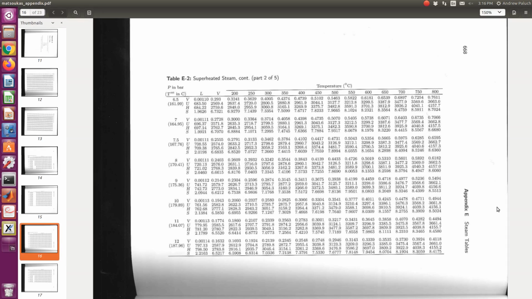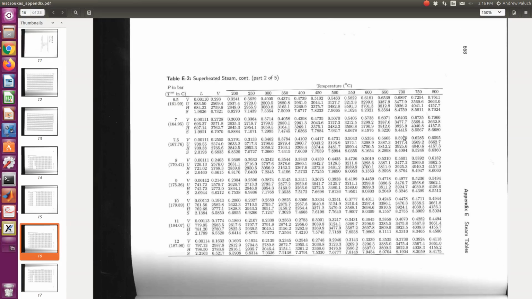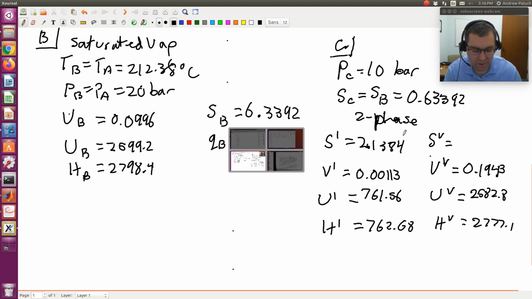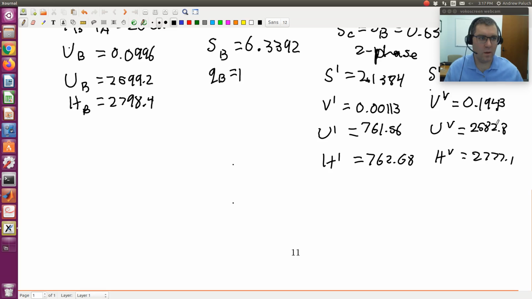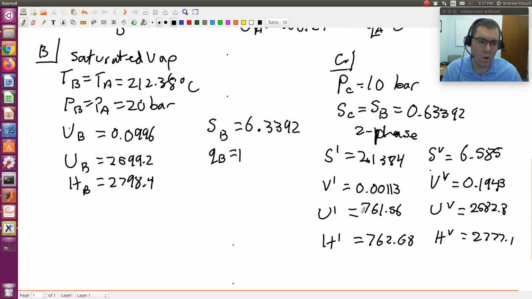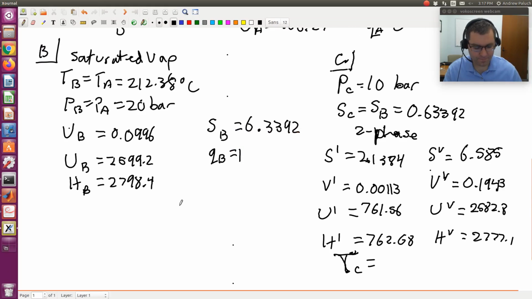Okay, then S liquid is 2.1384. Vapor is 6.585. All right, so I'm going to work out an equation for the quality, calculate the quality in C, and then from that we can calculate V, U, and H for my system. Oh, and let me note, I have two-phase coexistence, so I know T. My temperature is 179.89 degrees C.